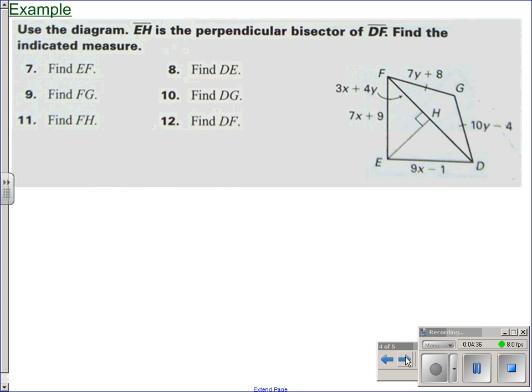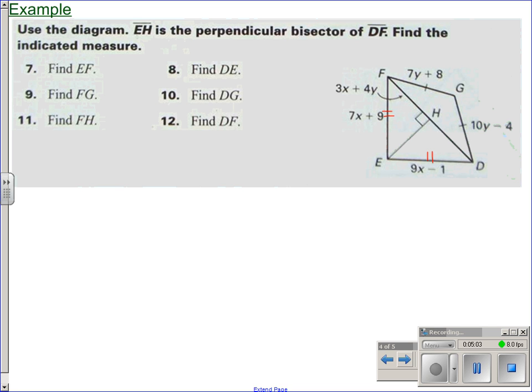For this example, there's not much more to it. It's just there's more information in the picture, but you just got to sort your way through this stuff. So, reading the directions, it says, use the diagram. EH is the perpendicular bisector of segment DF. All right, with it being a perpendicular bisector, you know those two segments are equal to each other. Let's find the indicated measure.